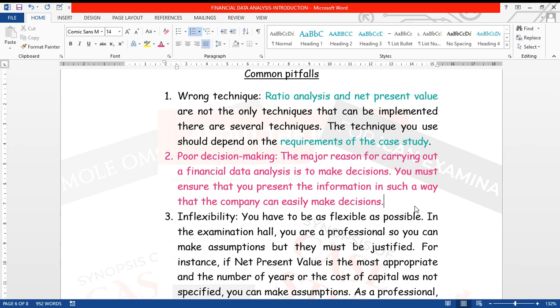Do you understand? So you have to ensure the major reason for carrying out financial data analysis is to make decisions. So you have to present the information in such a way that the company can easily make decisions, without technical jargon, without big English that often will confuse you if they ask you to explain. So please make the English simplified, but keep it professional as well.